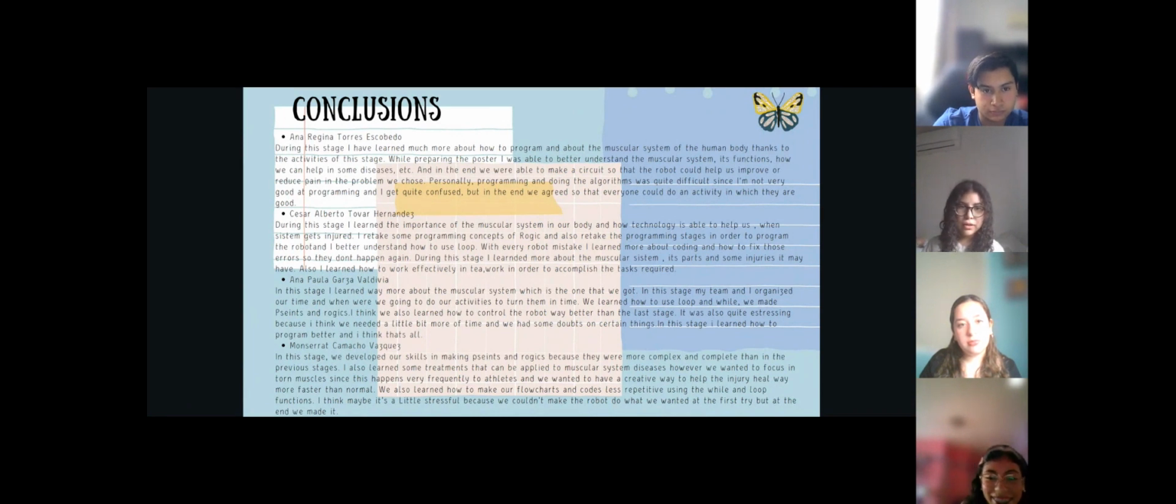Okay, my conclusion is that during this stage, I have learned much more about how to program and about the muscular system of the human body, thanks to the activities of this stage. While preparing the poster, I was able to better understand the muscular system, its functions, how it can help in some diseases, and etc. And in the end, we were able to make a circuit so that the robot could help us improve or reduce pain in the problem we chose. Personally, the programming and doing the algorithm was quite difficult since I'm not very good at programming and I get quite confused. But at the end, we agreed so that everyone could do an activity in which they are good.